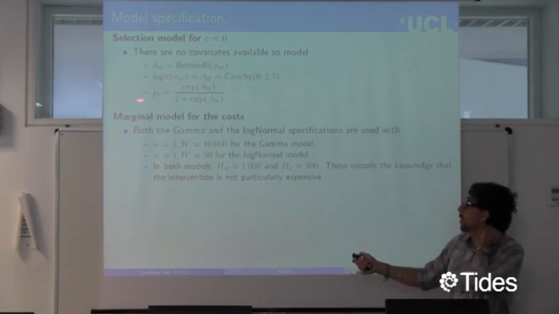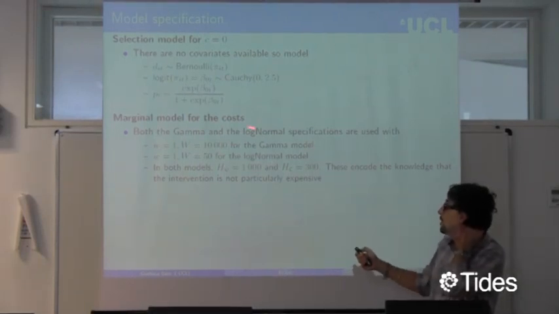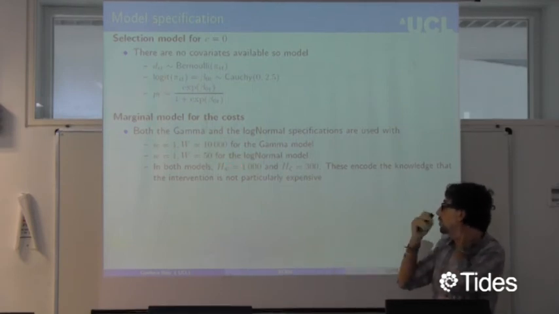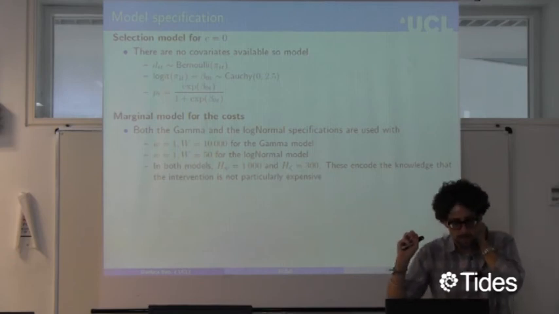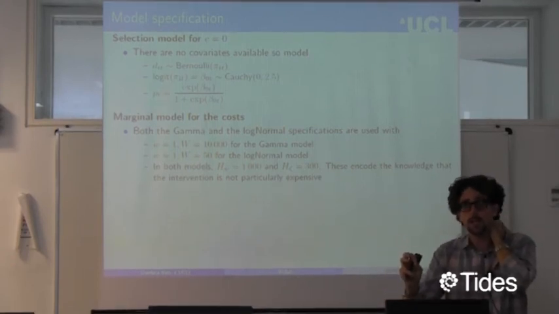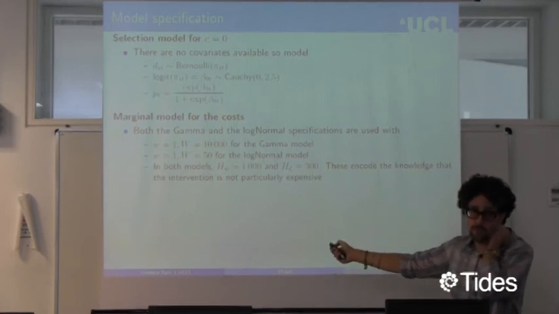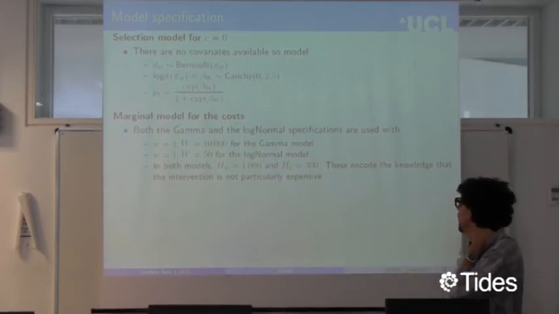I've tried both models, the gamma and the log normal specification for the costs, and I've selected these values of the parameters W and capital W so that I'm ensuring that in the null group, the cost is actually estimated to be 0. I've also done some sensitivity analysis, which I'll mention, on these two values.